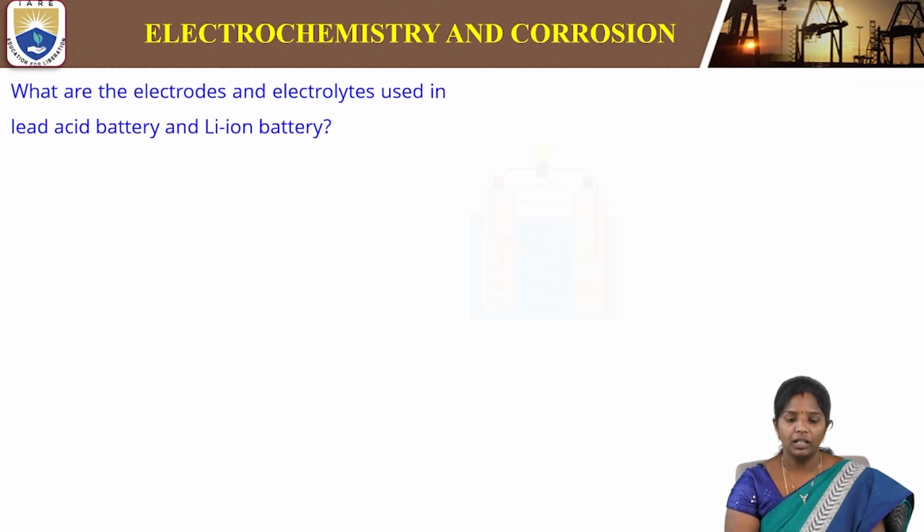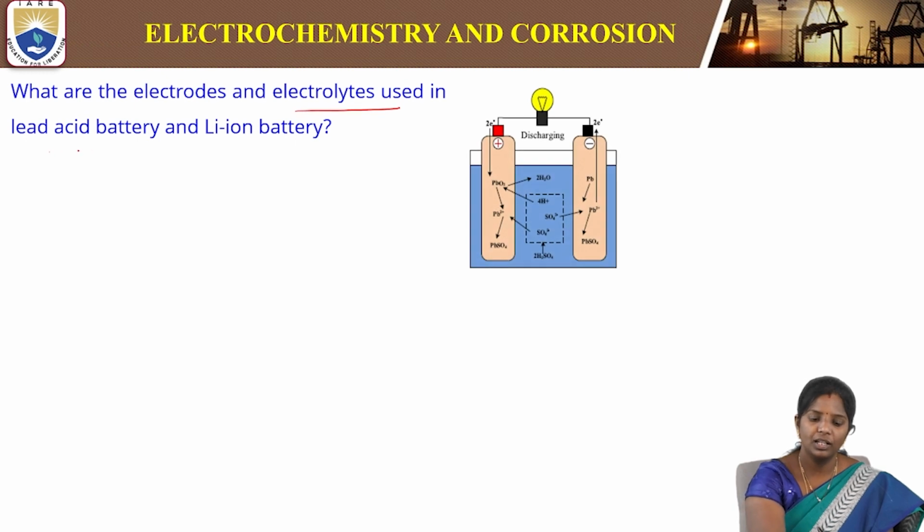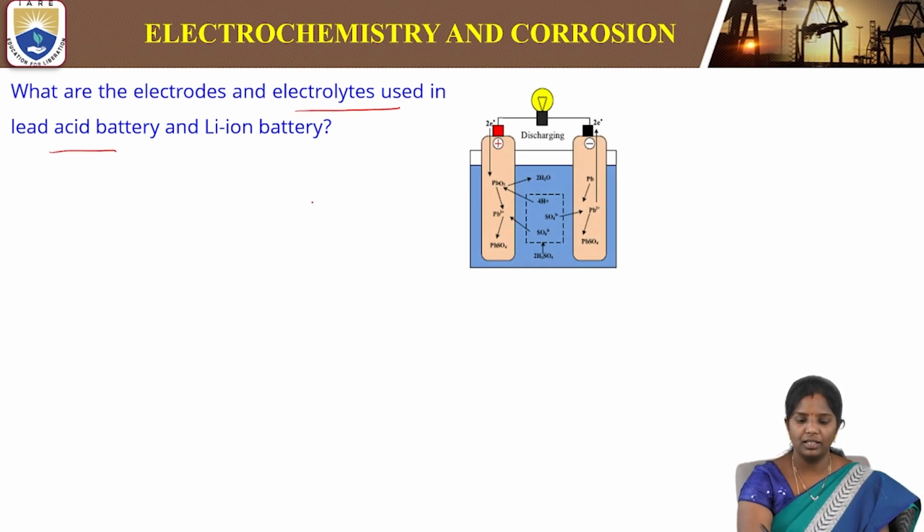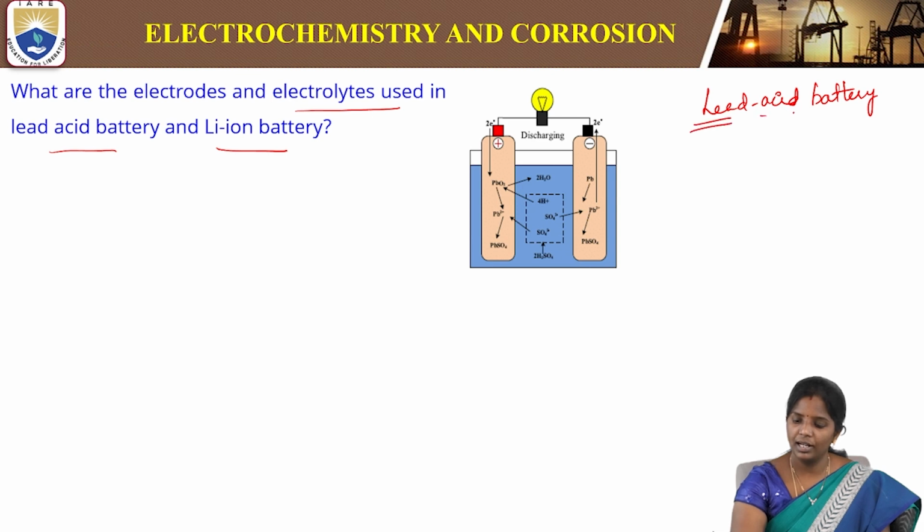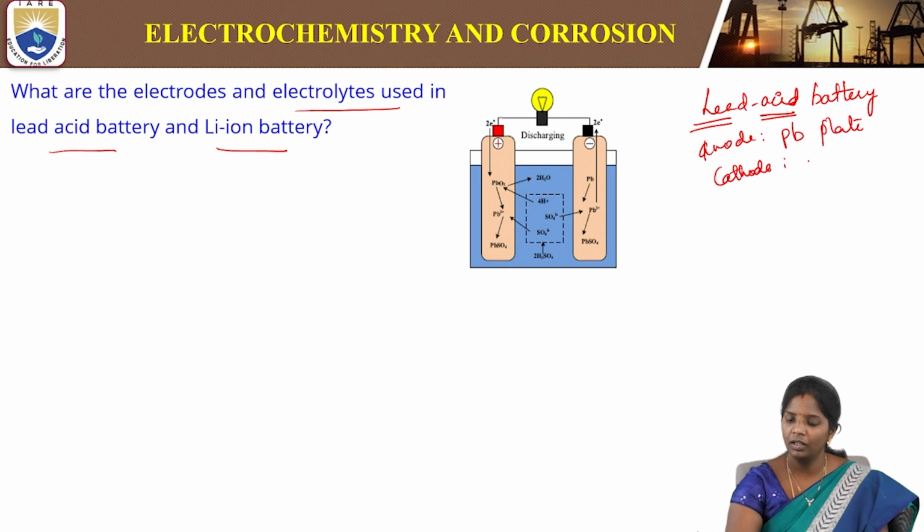Next, what are the electrodes and electrolytes used in lead acid battery and lithium ion battery? So if you see lead acid battery, the name itself indicates lead is used and acid is used. So the anode is a lead plate, and the cathode is a lead dioxide plate. And the electrolyte here is sulfuric acid.